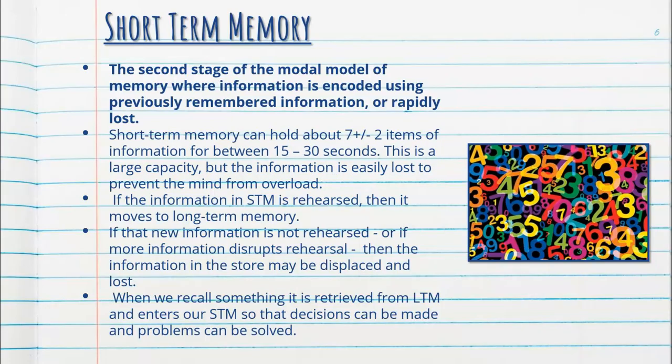Information will be lost, or we will forget, in other words, very quickly, unless we actually rehearse the information. If the information in the short-term memory is rehearsed, then it can move to the long-term memory store. If it's not rehearsed, or if more information disrupts this rehearsal, then the information in the store may be displaced and lost. I'll talk about displacement theory in a separate video. When we recall something, it's retrieved from long-term memory and enters our short-term memory so that decisions can be made and problems can be solved.